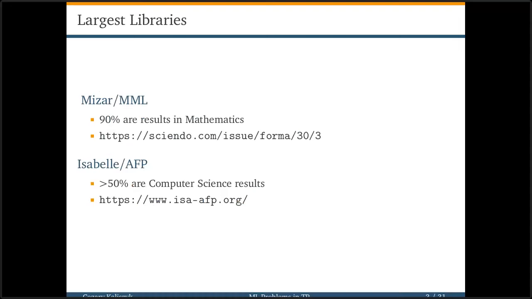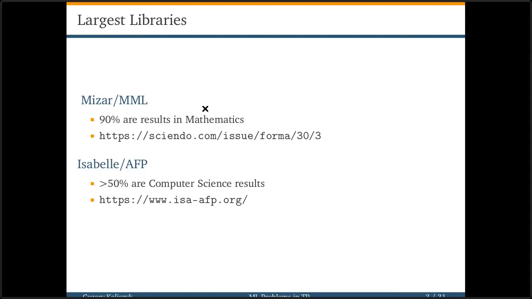So the first thing I'll discuss is these libraries. I have already mentioned that libraries are somehow biased, and if you look at the Mizar Mathematical Library, 90% of the results in Mizar are going to be core mathematics. There's almost no computer science. On the other hand, if you look at the Isabelle library, more than 50% of it is computer science results. What do I mean by mathematical results or computer science results? We could think, well, one is a part of the other.